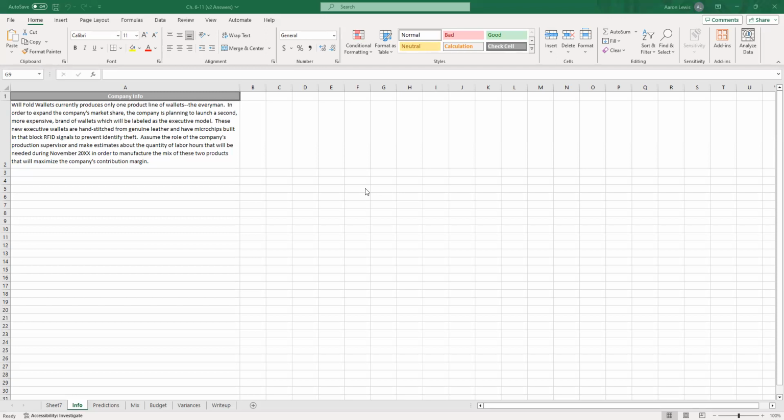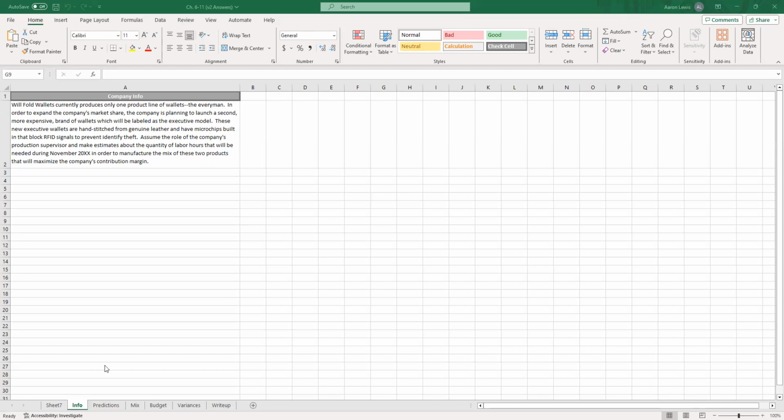This new Executive model is hand-stitched from leather. It's got microchips with built-in technology that blocks RFID signals so nobody can steal our information from our credit cards or little scanners that walk by us. It's a fancy model. We're going to assume the role of the production supervisor, and we're going to make estimates about the quantity of labor that's needed, and it's going to help us budget for what happened during the period.